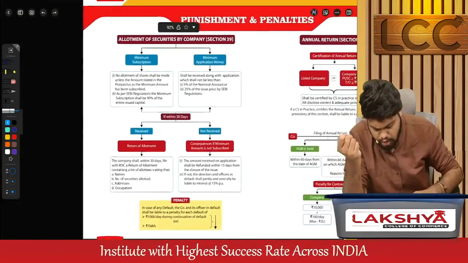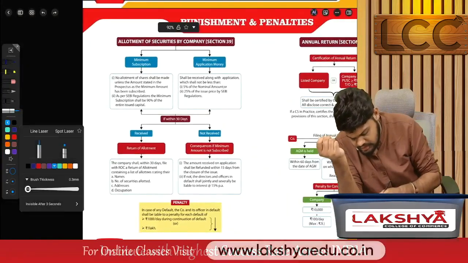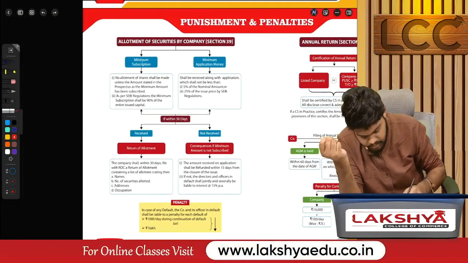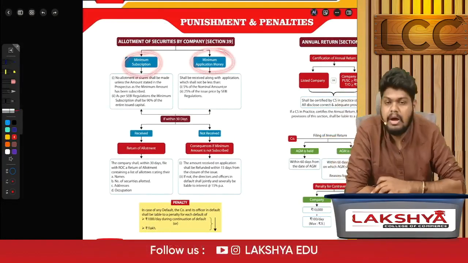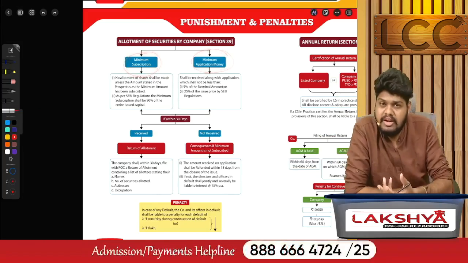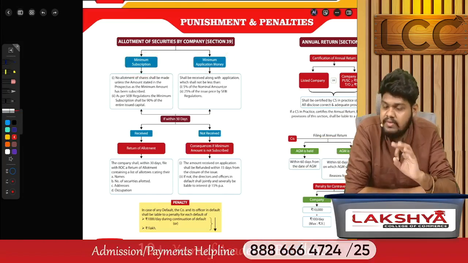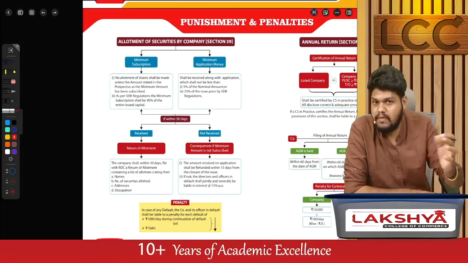Moving on, section number 39. 39 simply states that for allotment of securities, we can allot the securities only when we have received the minimum subscription amount and we have received the minimum application money. If both of them are received within a period of 30 days, we can allot the securities. Otherwise, we have to refund the money.